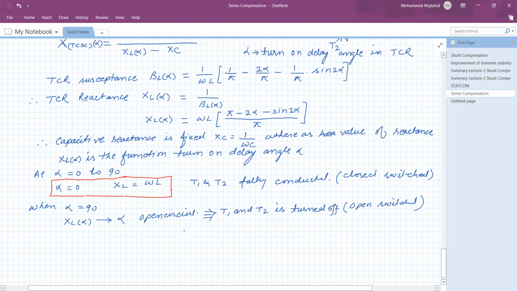So it means that the TCSC capacitive reactance varies from a minimum value.